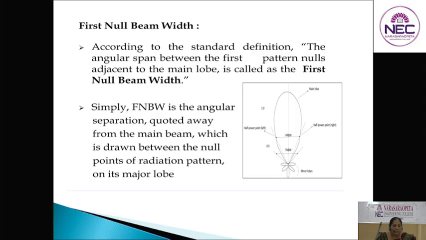Next, first-null beam width. According to the standard definition, the angular span between the first pattern nulls adjacent to the main lobe is called the first-null beam width, shown in the figure. Simply, FNBW is the angular separation quoted away from the main beam, which is drawn between the null points of the radiation pattern on the major lobe.